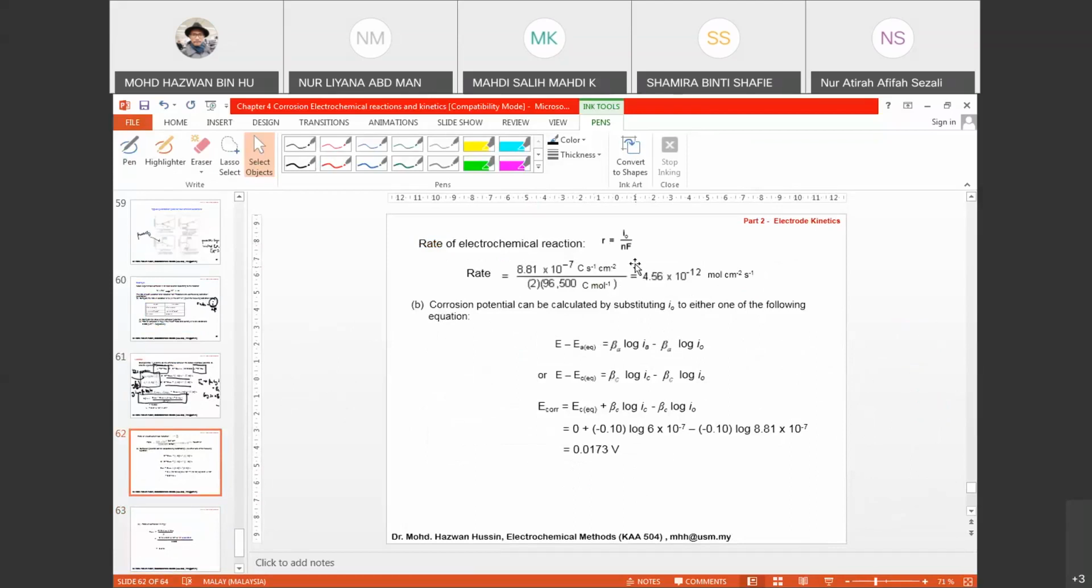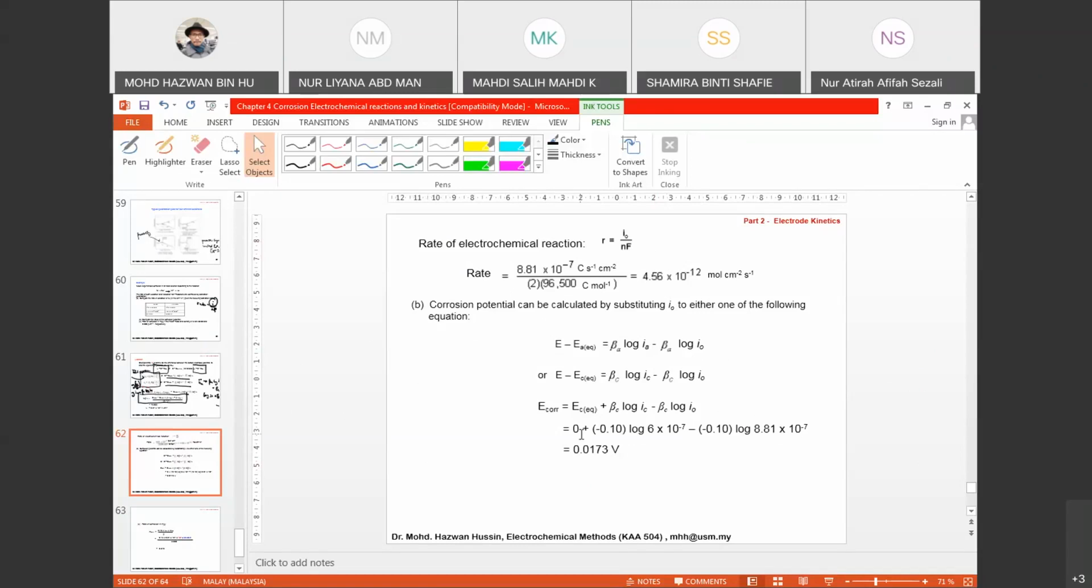So earlier on, I told you that the rate is equal to current density over nF. Once you get the current density, you divide by the valency, which is equal to 2, multiplied with Faraday's constant, 96,500. Then you will get the rate equal to 4.56 times 10 power of negative 12.